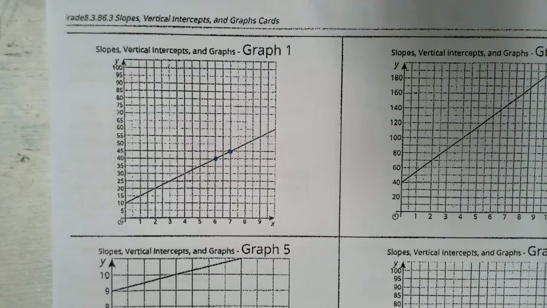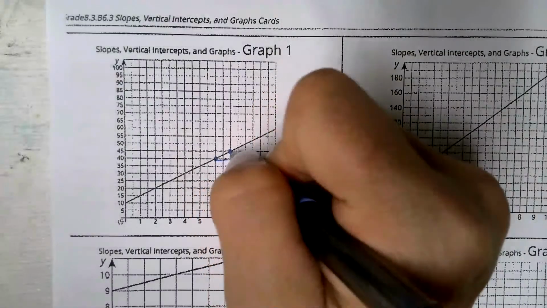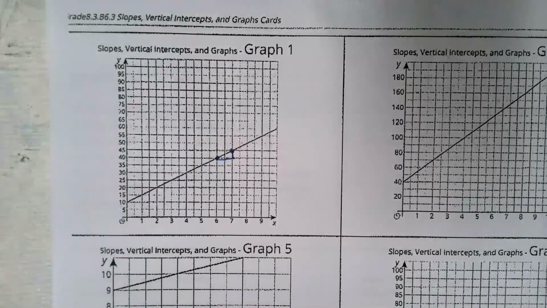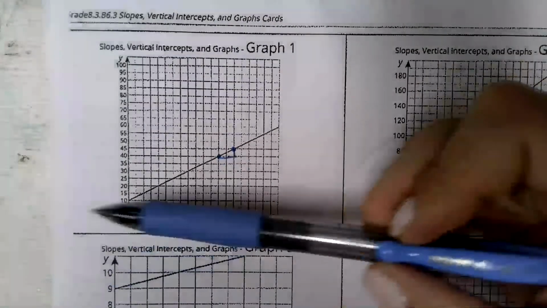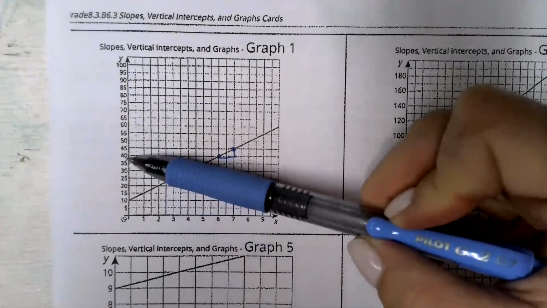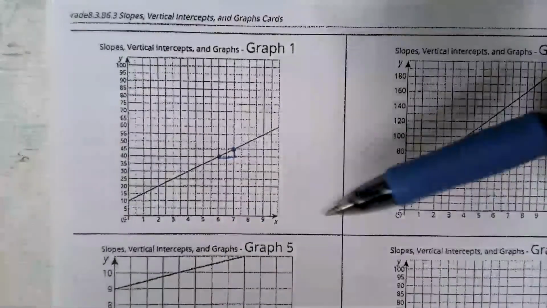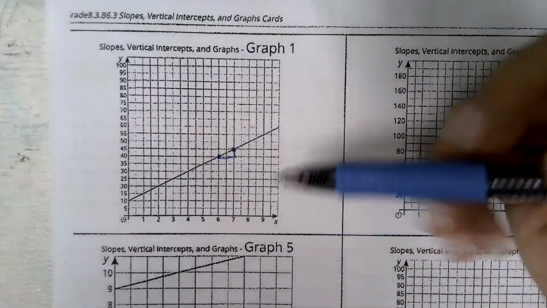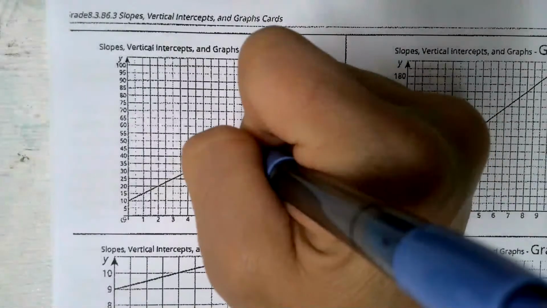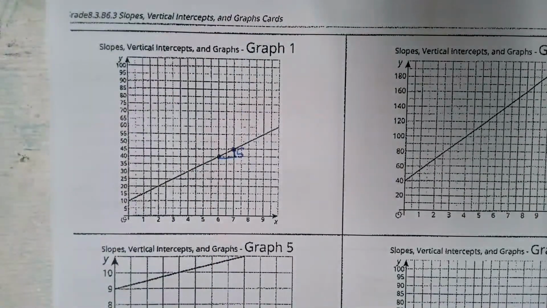So what I'm going to do is I need to find the vertical distance and the horizontal distance. But what I have to pay attention to are my scales. So for my vertical distance, if I come over here, it looks like I'm counting by 5s. 5, 10, 15, 20, 25. So that means every 1 is 5, not 1. So my vertical distance here is 5.